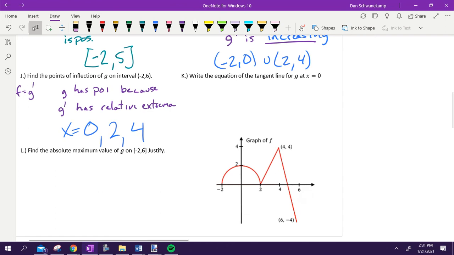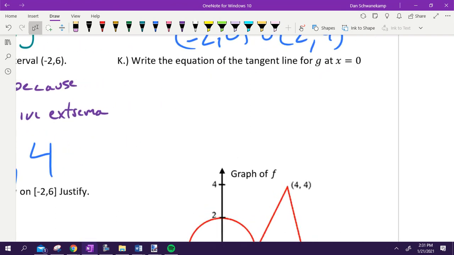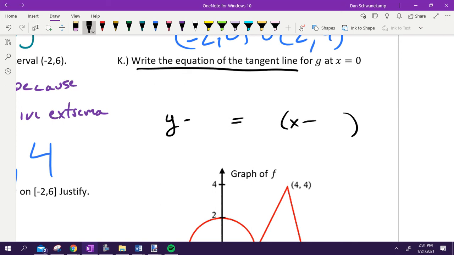Let's look at letter K. Letter K is one of those ones where you guys start looking out on your test and all of a sudden you quit. Okay? Don't let this be hard. It says write the equation of the tangent line for G at x equals 0. As soon as you read that, what should you put? Y minus equals x minus. Right? Write the equation of a tangent line. Boom, there's my tangent line.